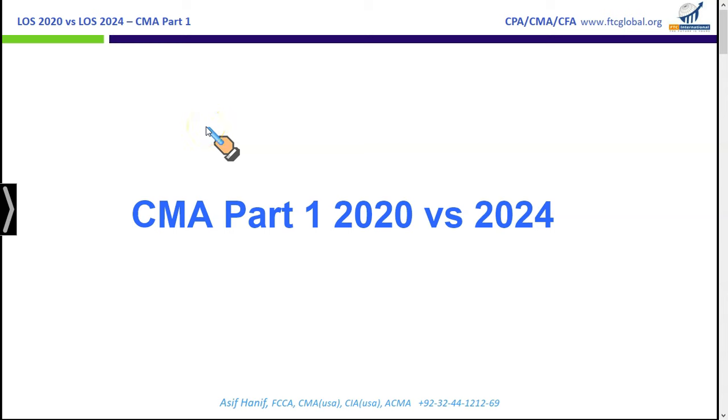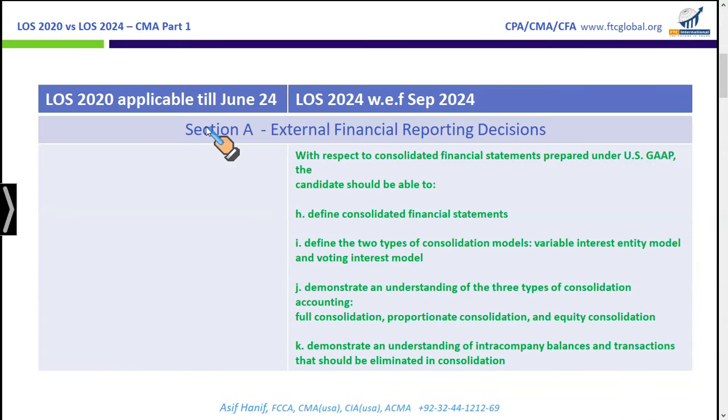Let us quickly go through what new changes have been made to your syllabus that is examinable from 1st September 2024. Starting first with Section A. Section A is more or less the same. They have added consolidation, group accounting. So this is the new addition and other than this, everything stays the same.